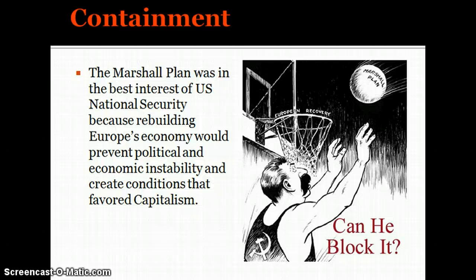As you can see, the Marshall Plan was in the best interest of the United States national security because they thought that rebuilding Europe's economy would prevent political and economic instability and create conditions that favored capitalism, the type of economy that we practice here in the United States.